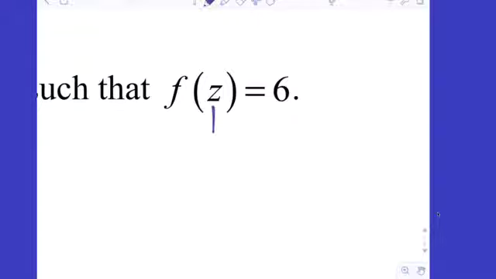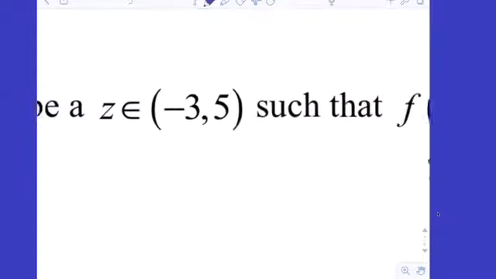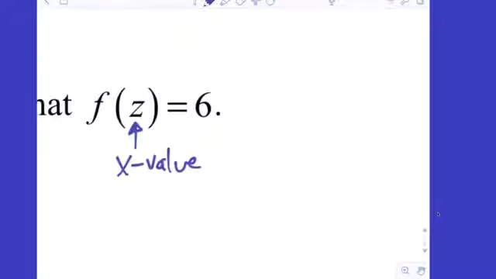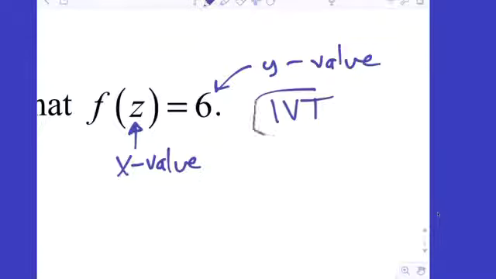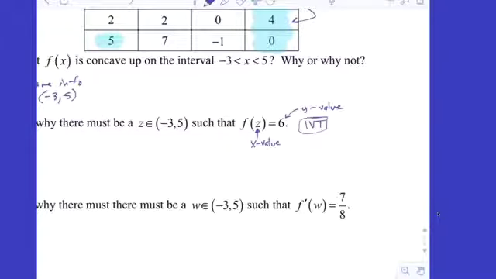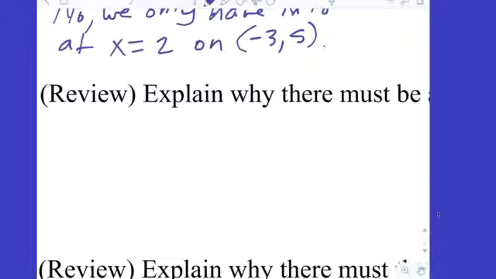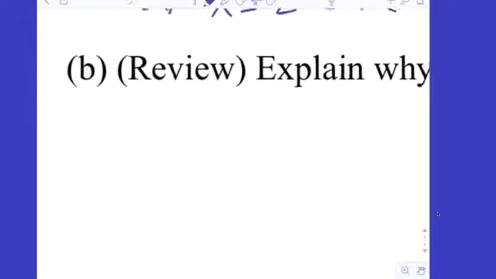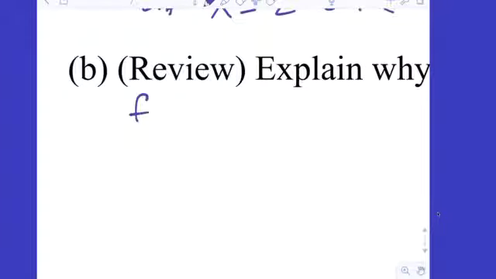What kind of value is a z value? Is it an x value or a y value? It's an x value. So show that there's an x value somewhere between x equals -3 and 5 where the y value is 6. What theorem do we have for proving y values? IVT. Good, the IVT is the YVT. So here's how we did the IVT. You'd have to say the function is f. So f is continuous. You'd have to state that.